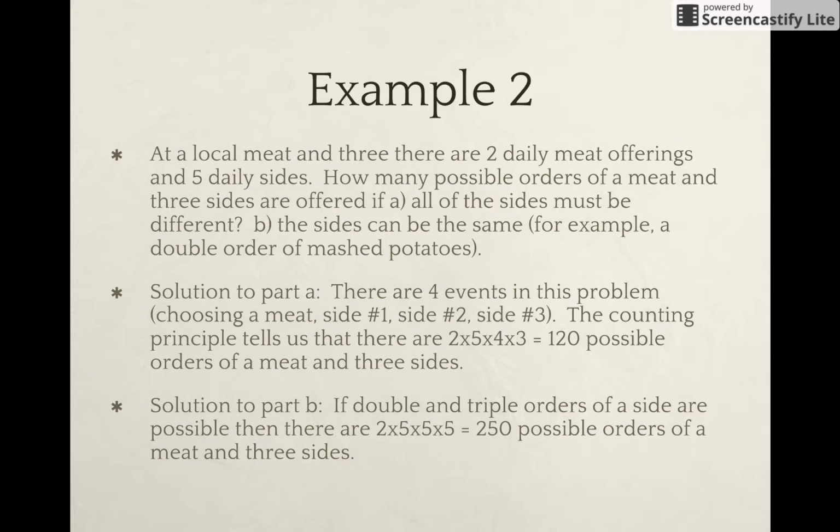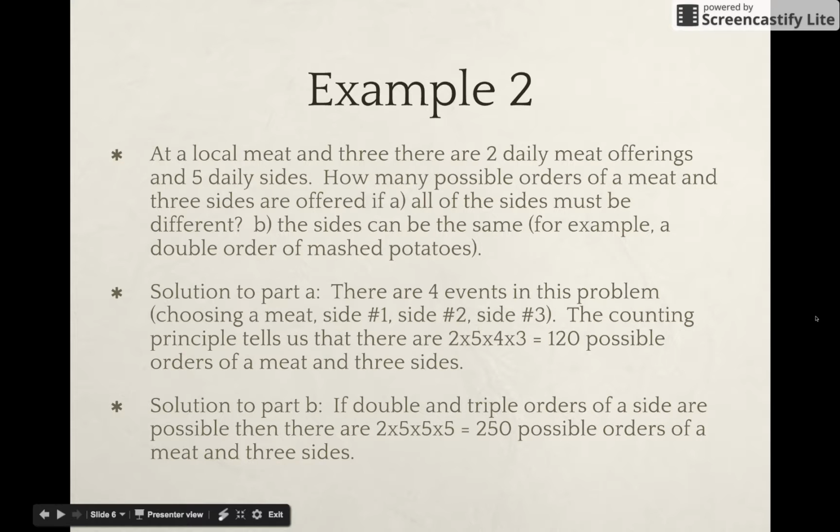Let's take a look at another example. At a local meat and 3, there are 2 daily meat offerings and 5 daily sides. How many possible orders of a meat and 3 sides are offered if, part A, all of the sides must be different, and part B, the sides can be the same? For example, you can order a double order of mashed potatoes or even a triple order of mashed potatoes if you like.